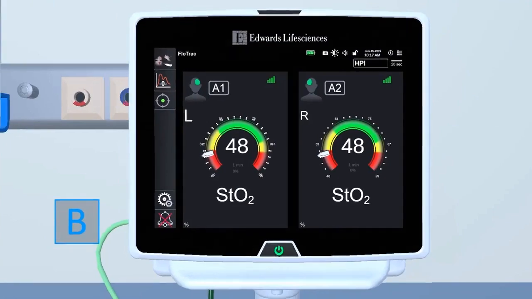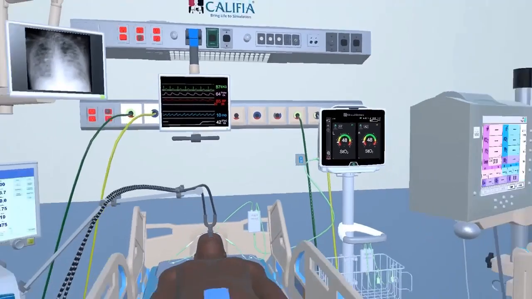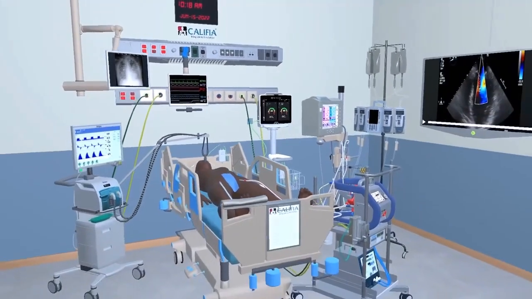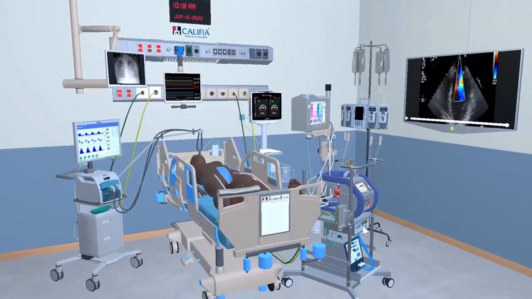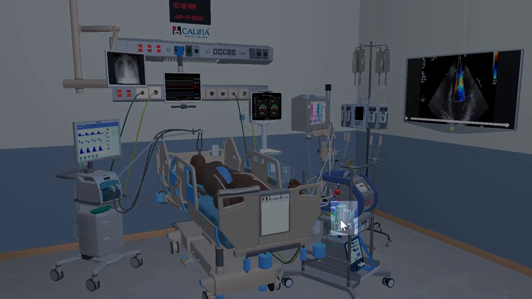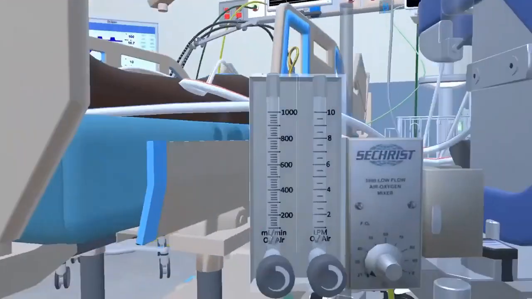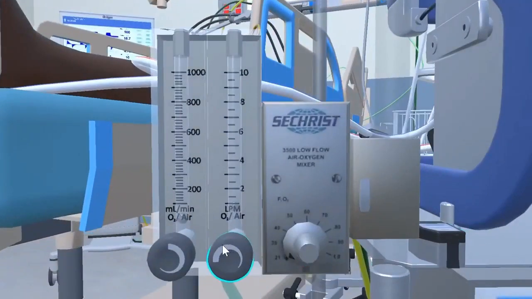It's time to initiate ECMO. The patient is cannulated for VA ECMO using the femoral artery and femoral vein. The first step is to approach the gas blender and set the gas sweep to about 1.5 liters per minute and FiO2 of 60%.